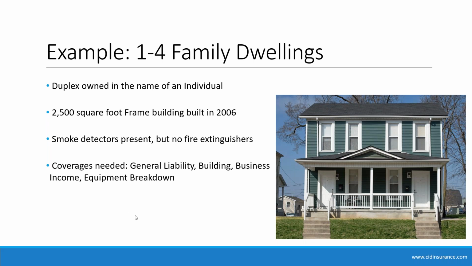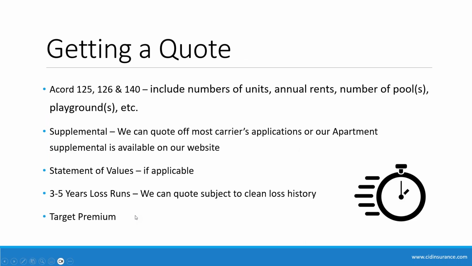All right. And then we're going to talk about what we need to get a quote. So what I need from you is an Accord 125, 126, and 140. Please be sure to include the number of units and their annual rents. If there are any pools or playgrounds, any of those supplementary amenities they might offer, maybe a clubhouse, all of that information I need because it is part of rating for the general liability. So we need that information.